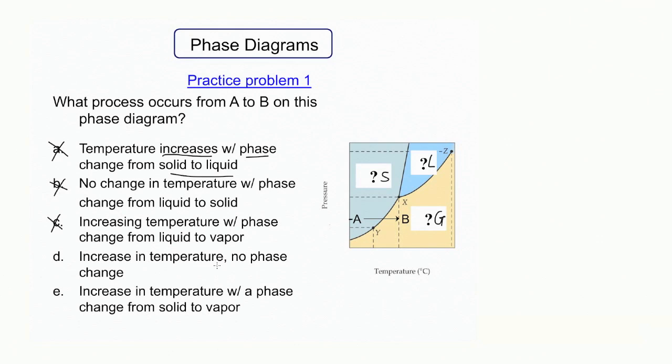D, increased temperature. Now, no phase change. That's no. We see the sublimation. So D is not right. All right, the only choice looks like it's E. But is that correct? Increasing temperature with a phase change from solid to vapor.